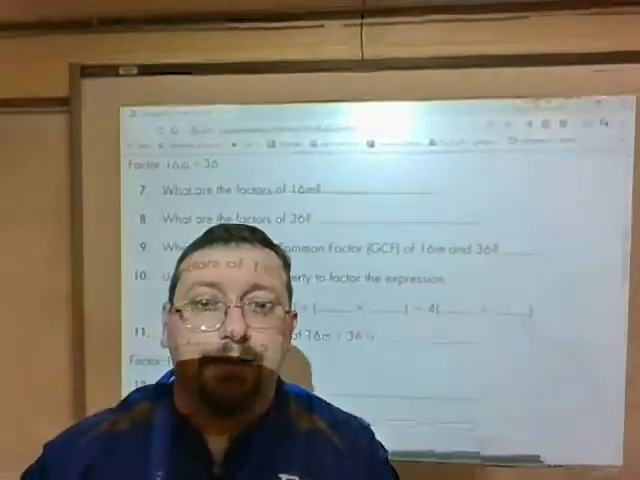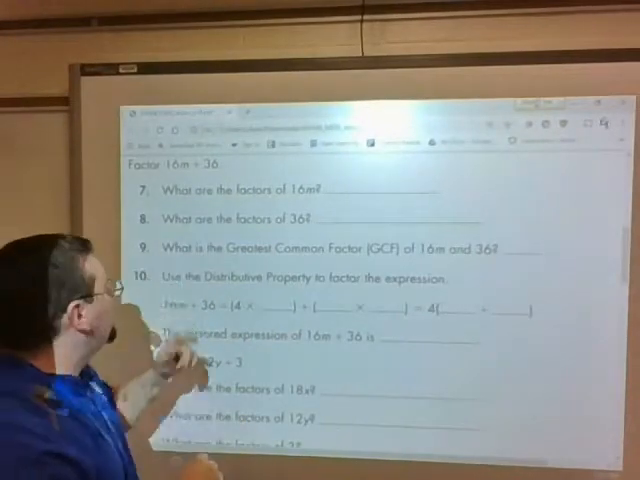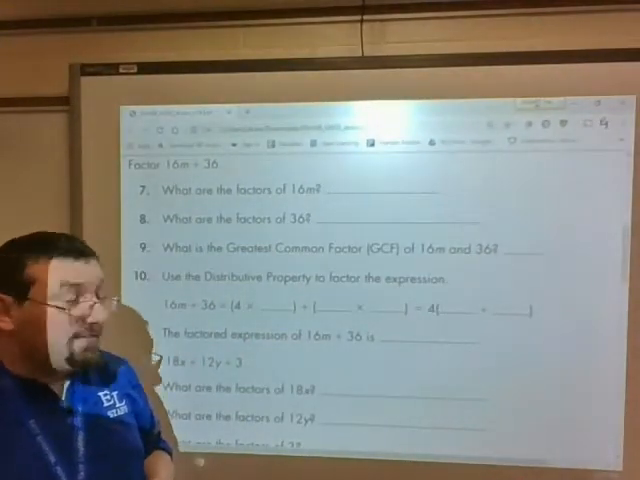We're back for the next part. I know the shadow is horrible on me because I'm looking up into the projector. But we're going to take a look at factoring 16m plus 36.